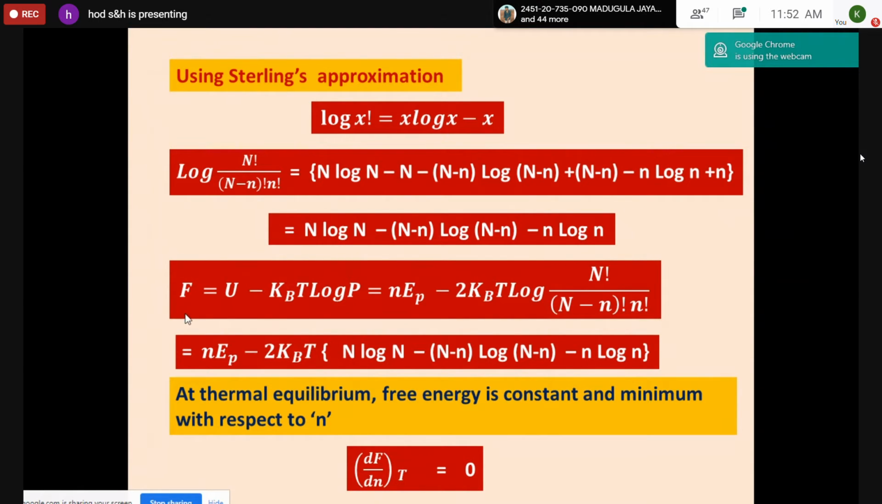Substituting this in the Gibbs free energy, it can be written as nEp minus 2KbT, and instead of log of N factorial by something, you should write N log N minus (N minus n) log (N minus n) minus n log n.